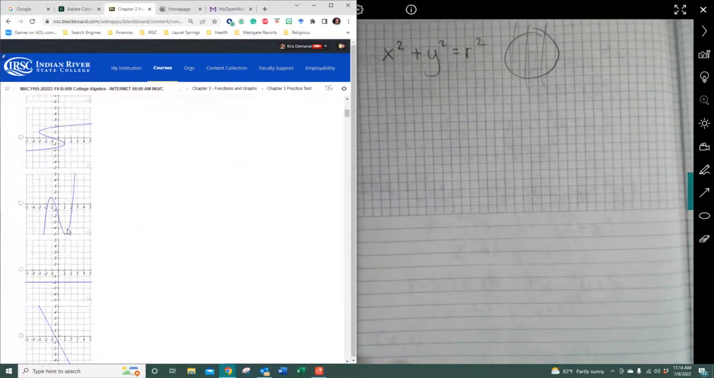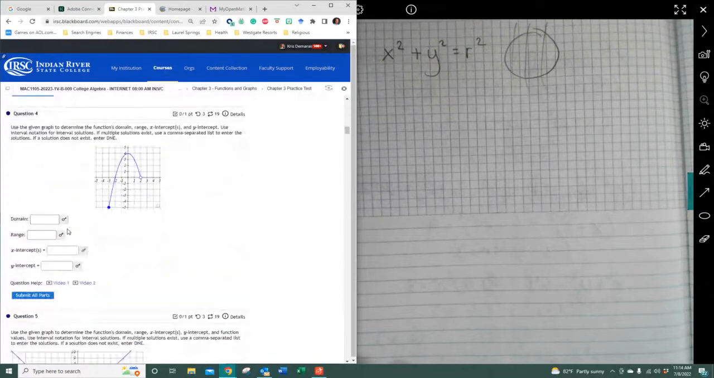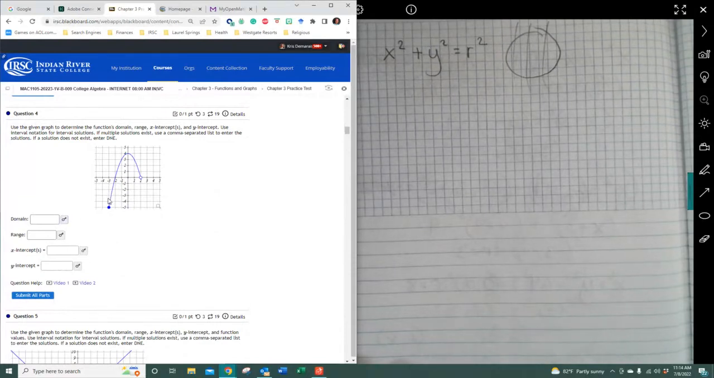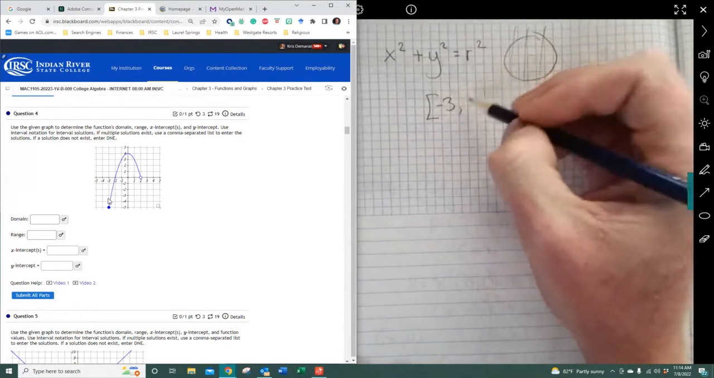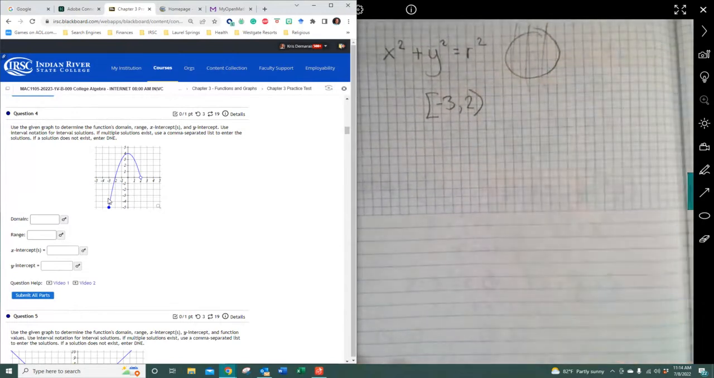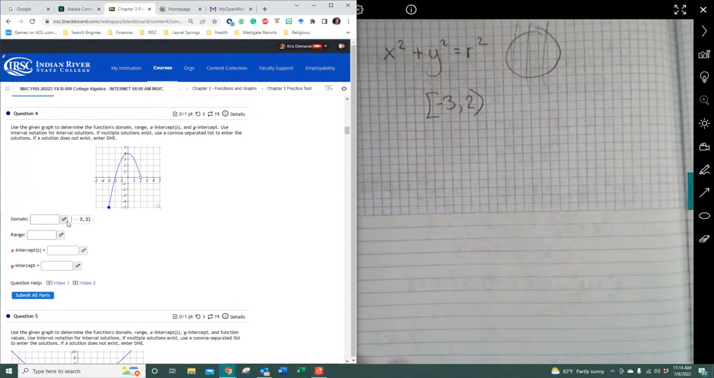Now, the next question we're going to go over is number 4, and number 4 says use the given graph. The domain is going to go from left to right. So it's going to be -3 inclusive, and then it's going to go all the way up to 2 non-inclusive because of the value of that open circle. That's what we look for in the domain. The range is going to go from -5 up to 4, inclusive to both those values. So we have inclusive -5, inclusive 4.